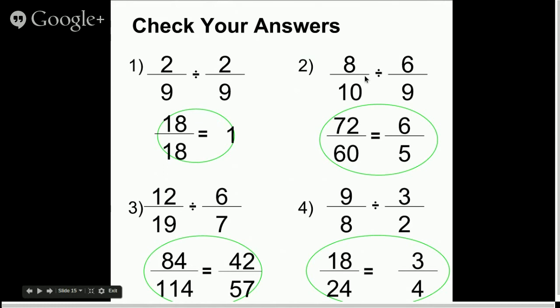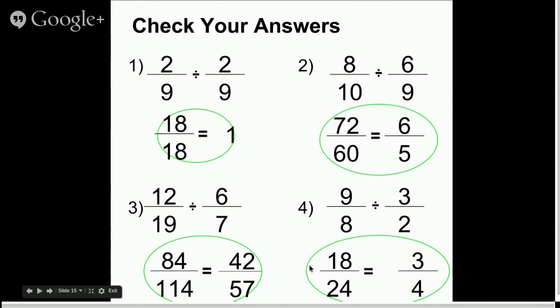All right. 8/10 divided by 6/9. So I flip it over, and then I'd get 8 times 9 is 72, and then 10 times 6 is 60. So I get 72/60. It simplifies. If I divide by 12, I get 6/5. 12 times 7 is 84. 19 times 6 is, and I get 42/57. I cannot make that any simpler.